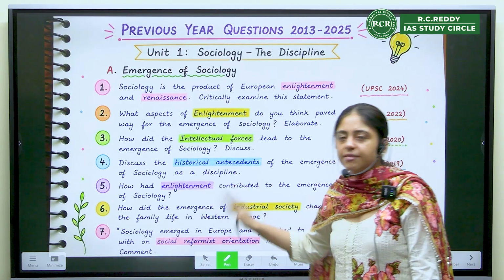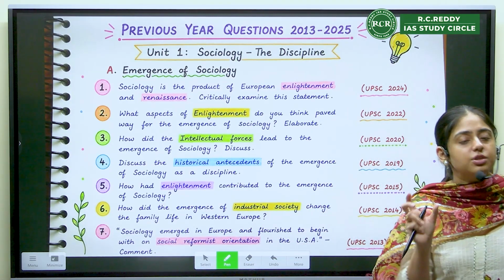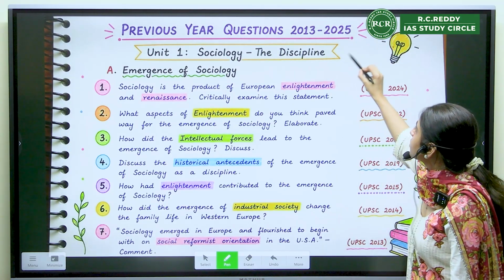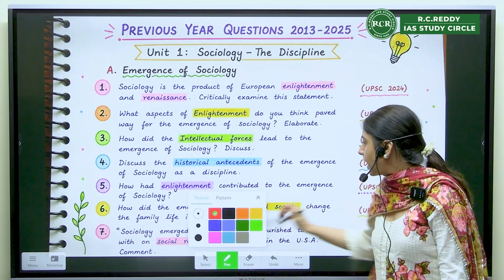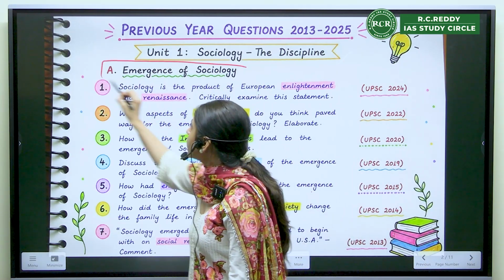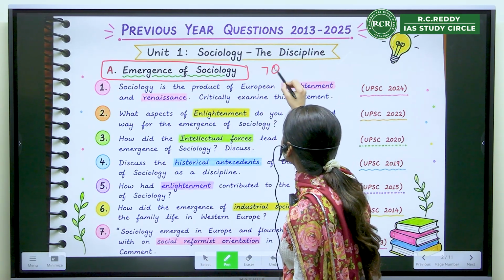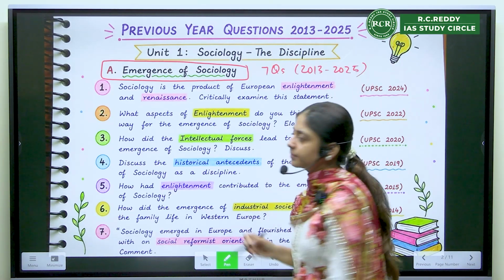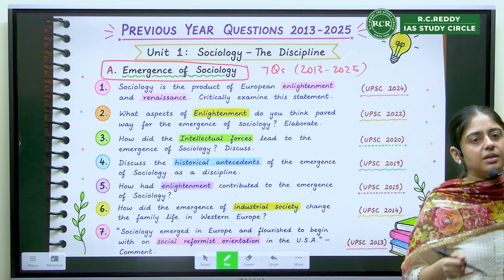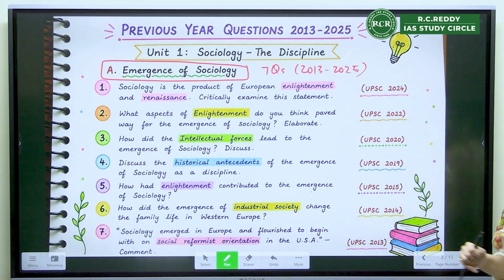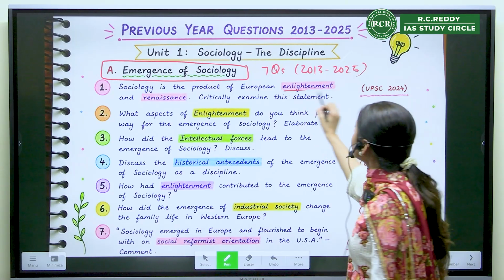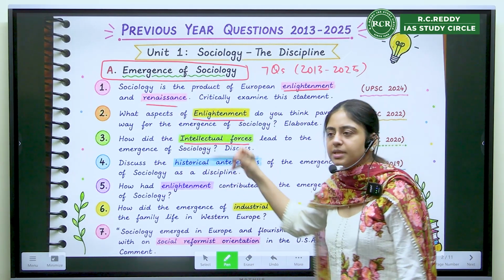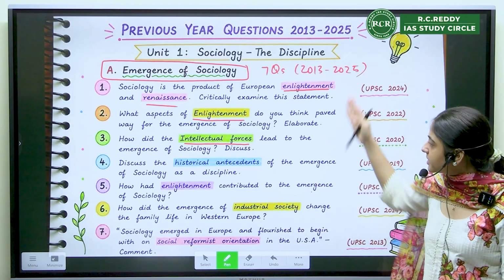So these are the 7 questions from emergence of sociology, just emergence of sociology, right? So the larger topic is sociology, the discipline. Under this, for emergence of sociology, there have been around 7 questions from 2013 to 2025. 2026 is also not far. So once the mains happen, I'll include those questions too. So just see the highlighted thing: enlightenment, renaissance, enlightenment again. Intellectual forces is nothing but enlightenment only. So there is a repetition.